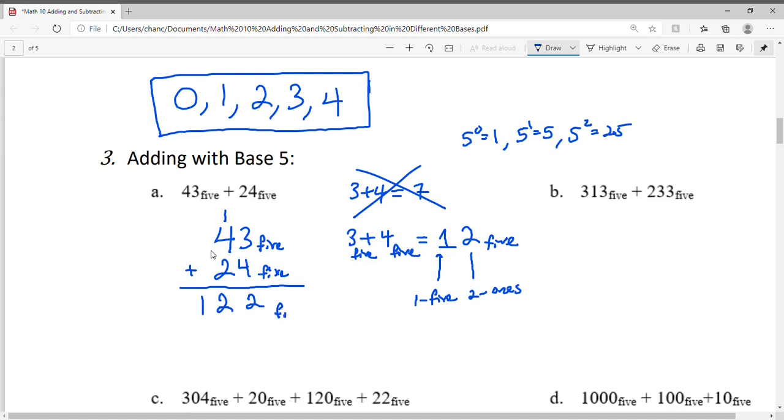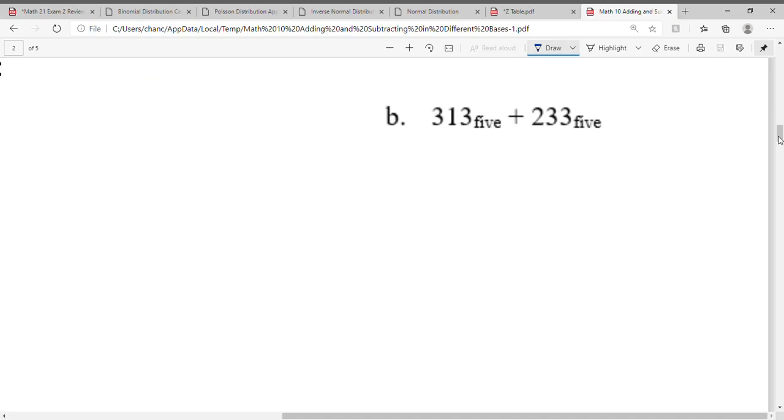So our solution is 43 base 5 plus 24 base 5 is 122 base 5. Let's look at question B. We'll add 313 base 5 with 233 base 5.